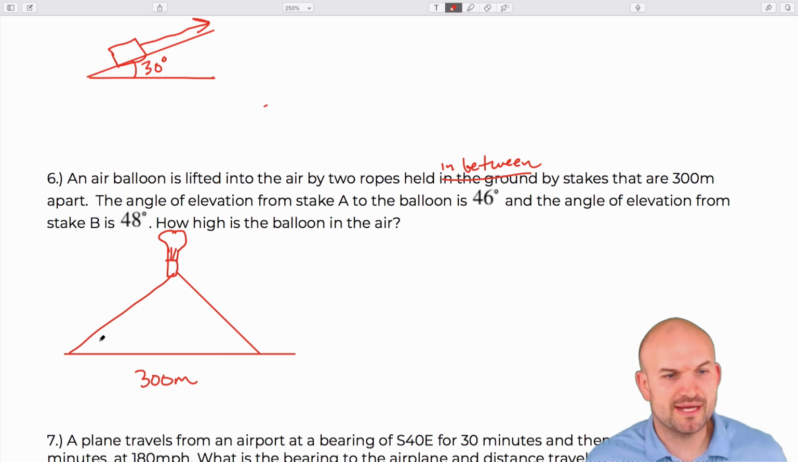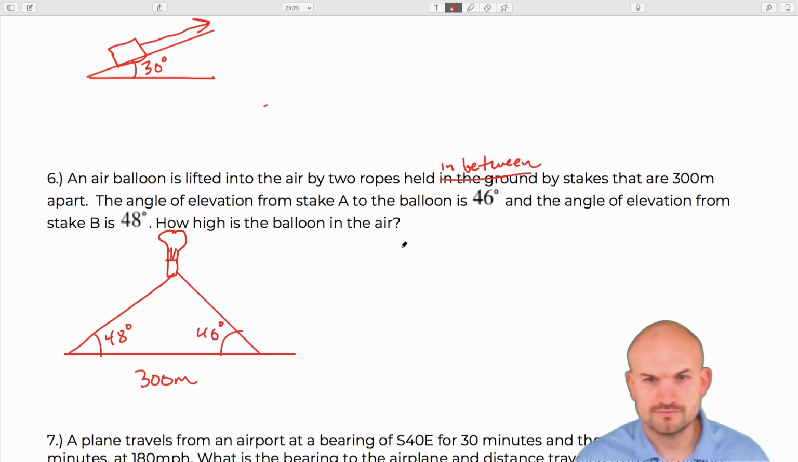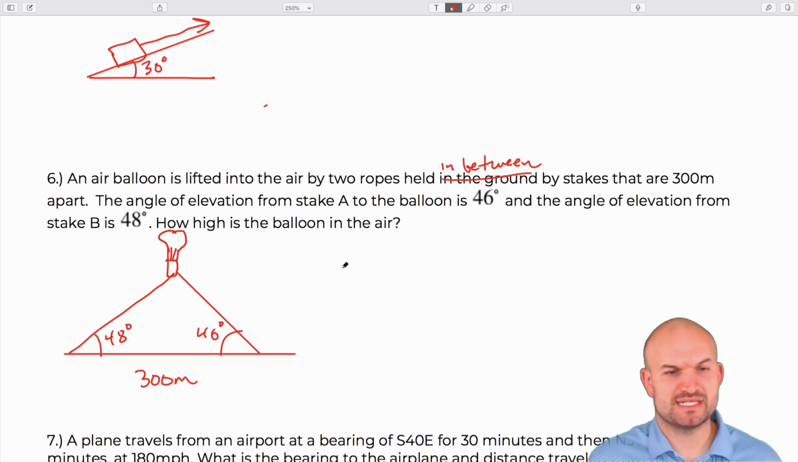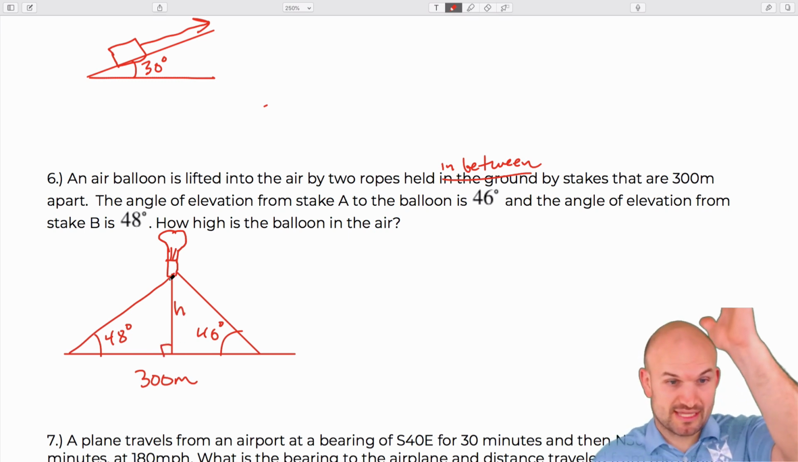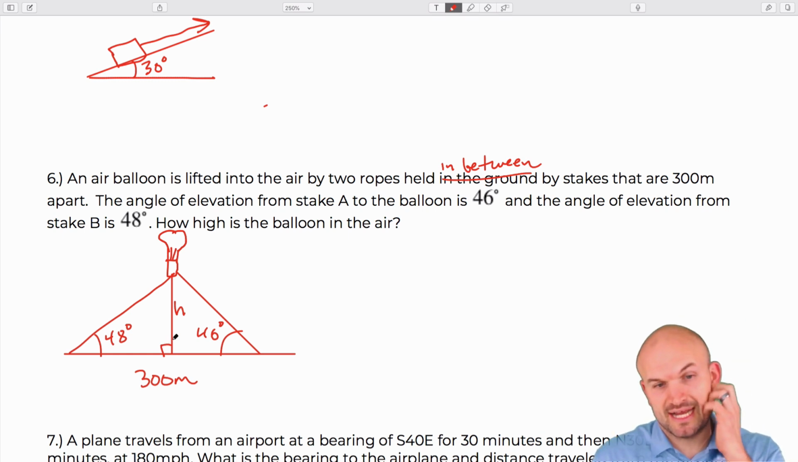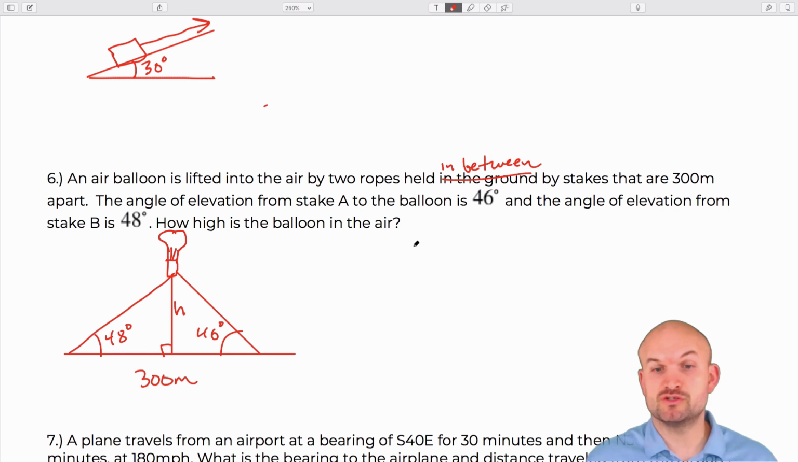So either way, our angles here are going to be 48 degrees as well as 46 degrees, in between the 2 stakes. And then, how high is the balloon in the air? So therefore, let's do a right angle. In this case, we're going to be looking for h. If I draw this straight line here, you can see that it creates a right triangle. But again, we don't have enough information at this point to be able to use a right triangle.